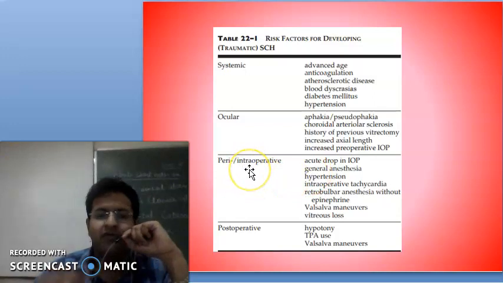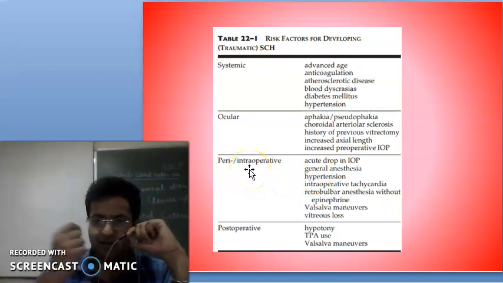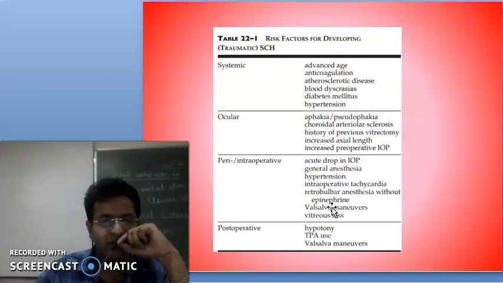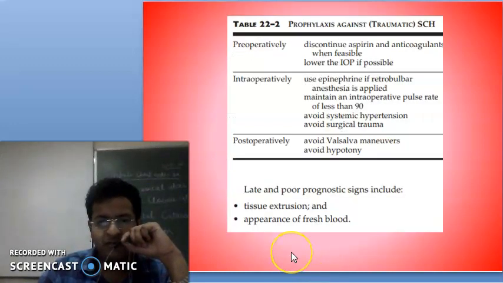What are the perioperative or intraoperative risk factors? There is an acute drop in IOP, general anesthesia, hypertension, intraoperative tachycardia, retrobulbar anesthesia without epinephrine can also be a risk factor for suprachoroidal hemorrhage, Valsalva maneuvers, any vitreous loss. What are the postoperative risk factors for suprachoroidal hemorrhage? It can be hypotony, tissue plasminogen activator use, or any Valsalva maneuvers post-op.